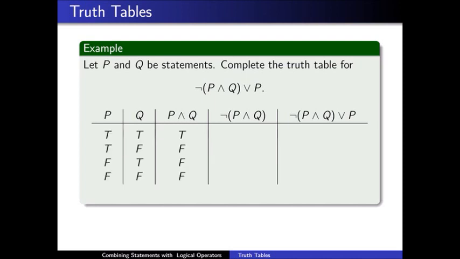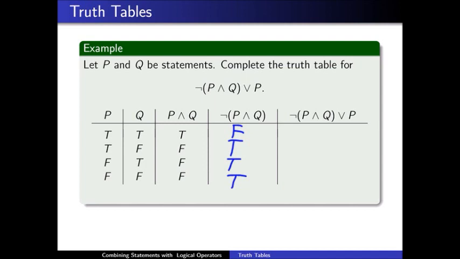It's true in the first case, and it's false everywhere else. Now, it would be really easy to fill in the rest of this. Of course, the negation of P and Q has the opposite truth values, so it would be false in the first entry, and then true everywhere else. It's just the opposite truth values of the column previous to it.